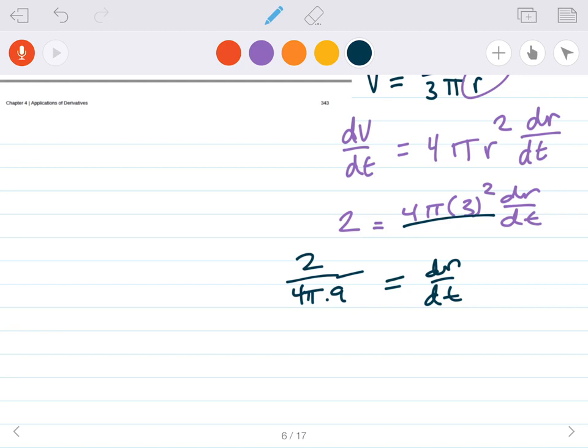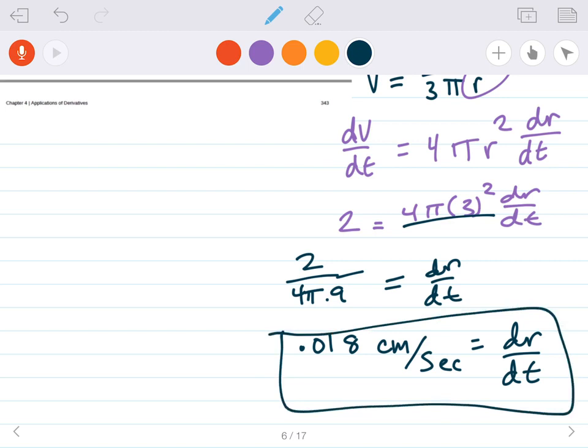We have 2 divided by 36 pi, and we get approximately 0.018 centimeters per second equals dr, the change in radius with respect to time. And notice that on top I have centimeters for my radius, and on bottom I have seconds for my time.